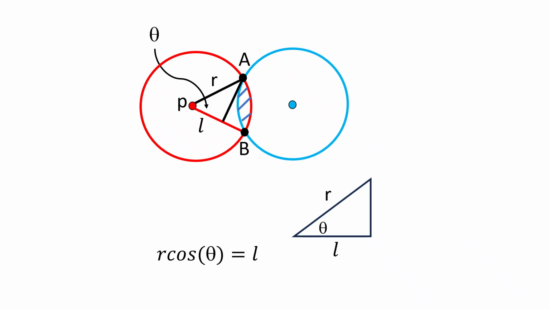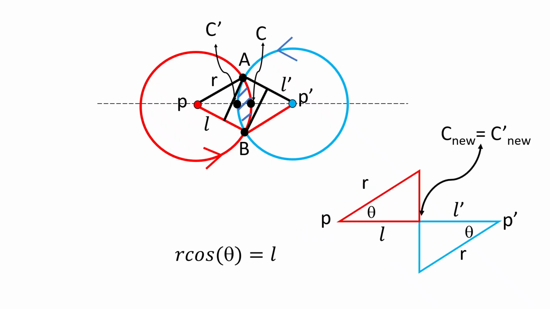We can draw a new line from the point A such that it intersects the line segment PB at a right angle. This triangle is recreated below, and a simple trigonometric relationship allows us to identify the distance L as r cosine theta. Now, we're going to add two more points labeled C and C prime. These represent the halfway points between A and B along their respective circles. So point C is the halfway point between A and B on the red circle, and point C prime is the mirror image just on the blue circle.